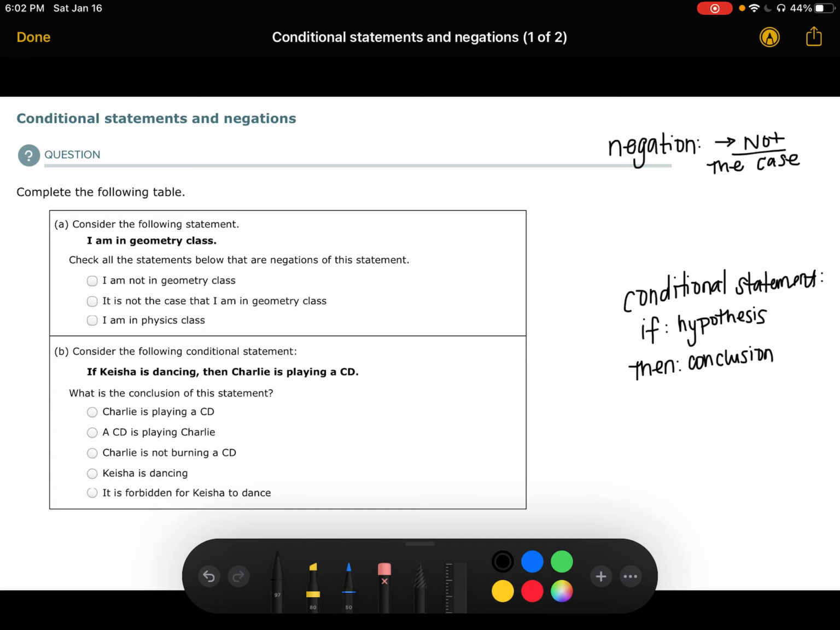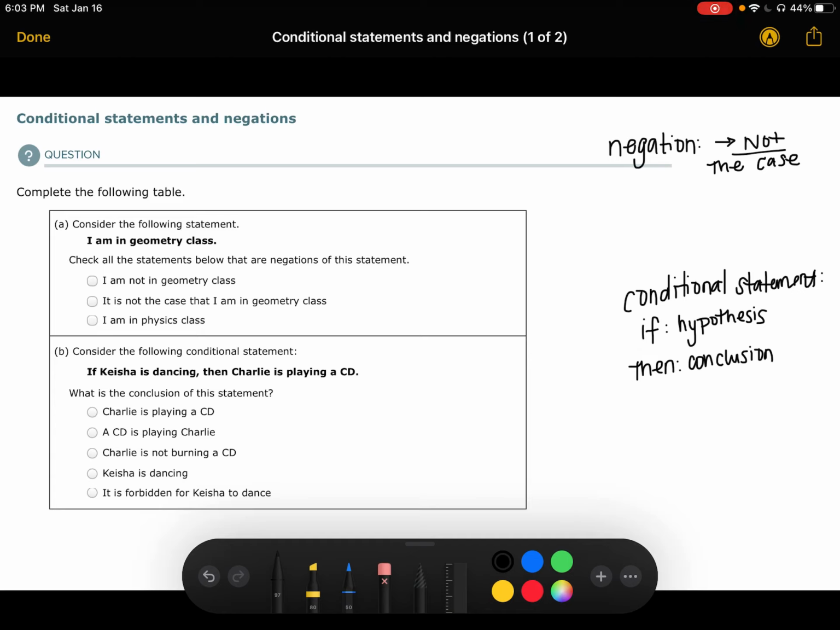So let's start with the first part of this question. It says, consider the following statement: I'm in geometry class. Check all the statements that are negations of the statement. I am not in geometry class. It is not the case that I'm in geometry class. I'm in physics class.